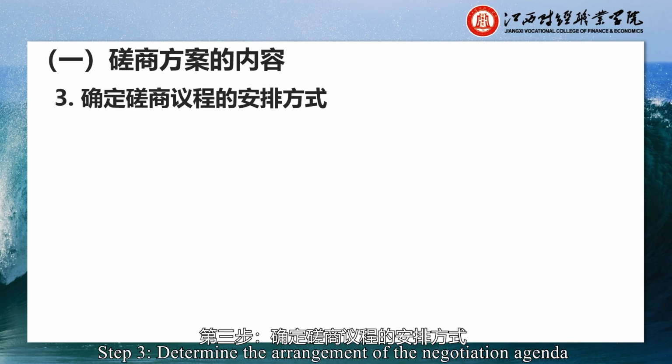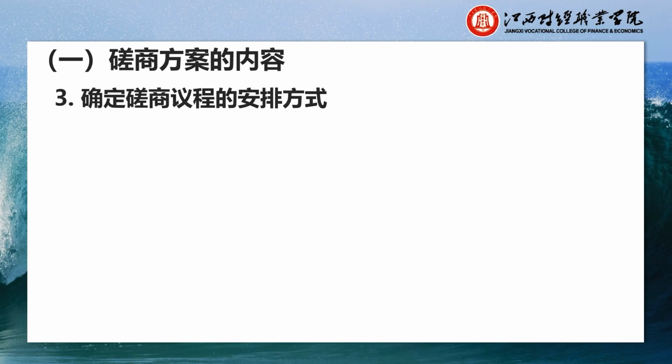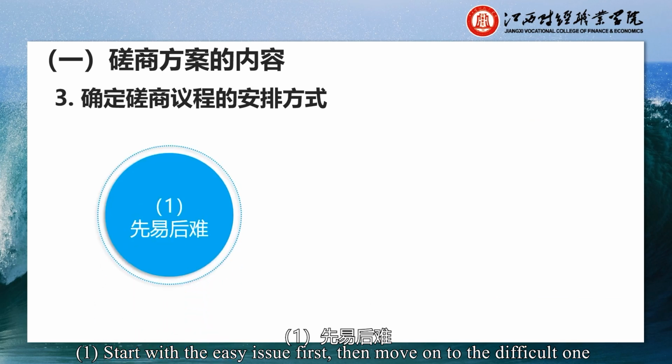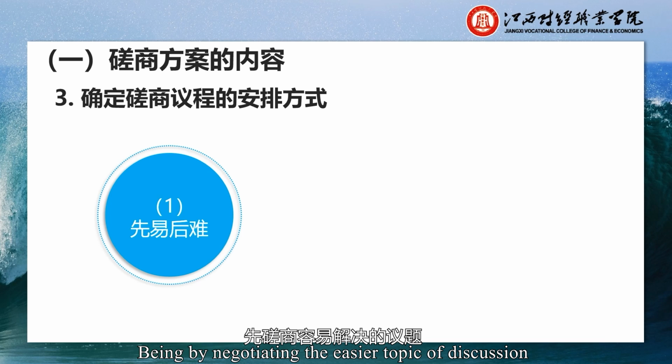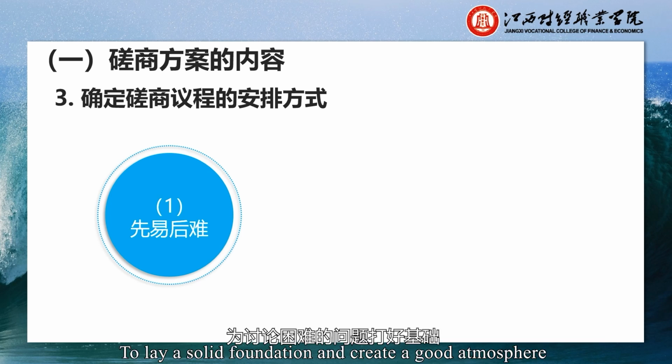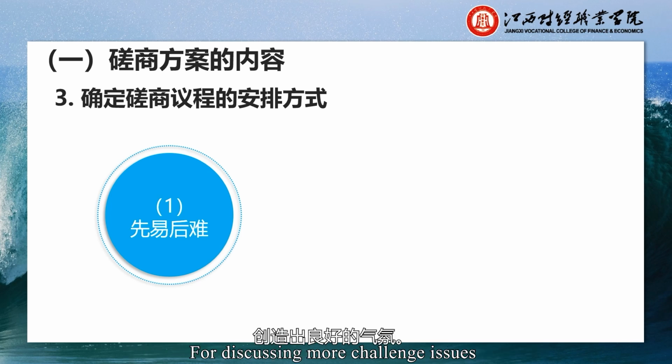Step 3. Determine the arrangement of the negotiation agenda. There are usually three types. First, start with the easy issue first, then move on to the difficult one, by negotiating the easier topics first to lay a solid foundation and create a good atmosphere for discussing more challenging issues.